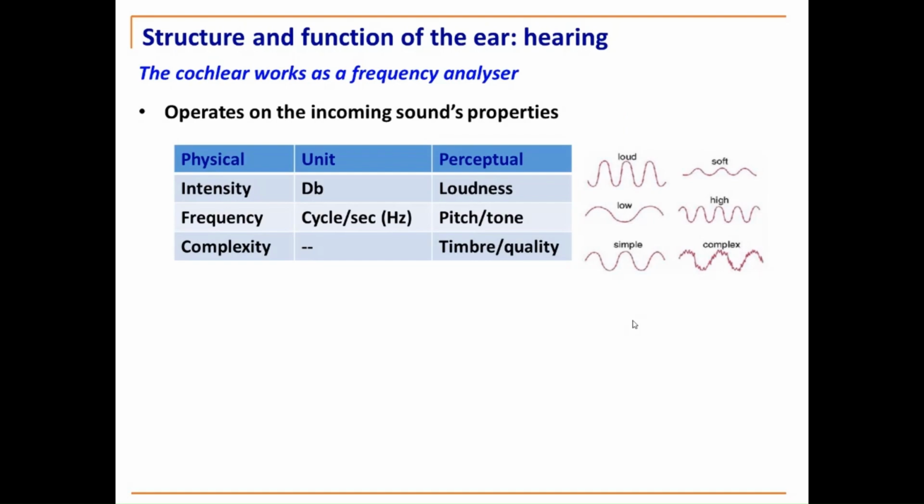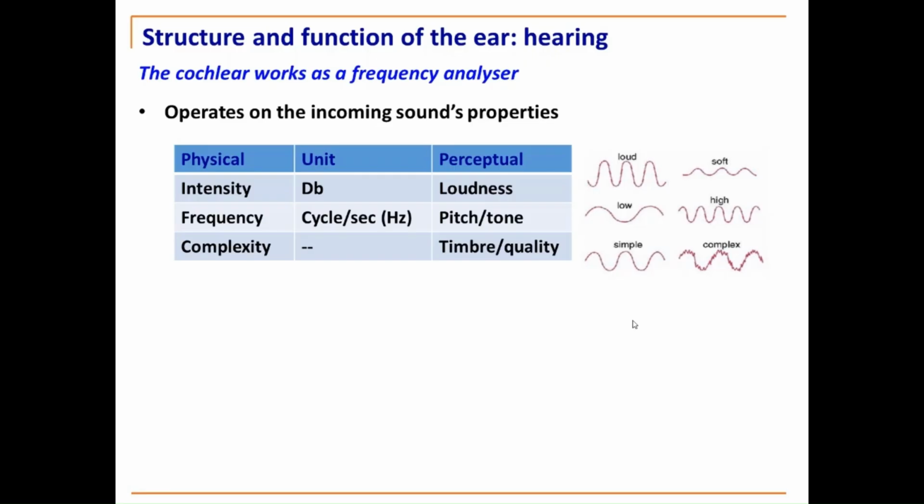So what's actually happening? Well, the cochlea is acting as a frequency analyzer, and it operates on the incoming sound's properties. So we have intensity. Intensity is measured in decibels, and it's perceptual. It's all about loudness. This decibel scale goes up to about 120 decibels, and sounds greater than 110 can actually permanently damage the cochlea.